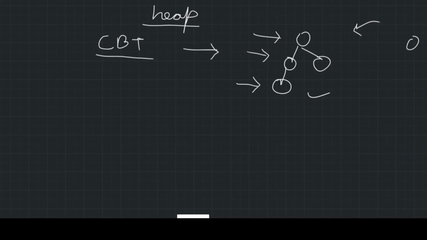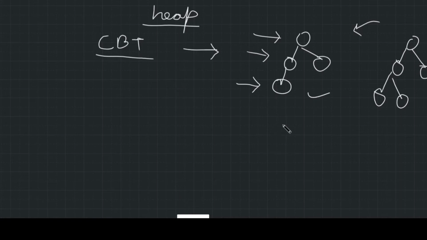Now another example of a complete binary tree is this one. We know that level 0 is completely filled, then level 1 is completely filled, but level 2 is not completely filled. If the last level is not completely filled, then the nodes available at this level must be on the leftmost side. So this is also known as a complete binary tree.